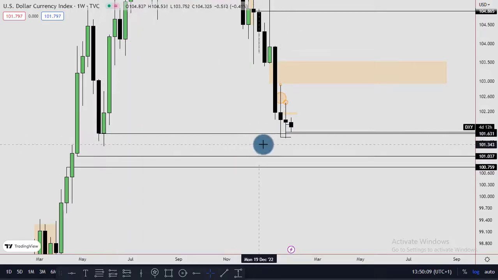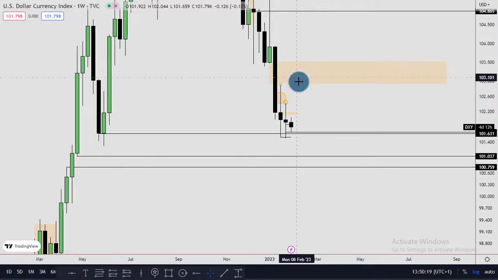I would like to see price at least show a level of retracement into this strong liquidity, which is the fair value gap of this 1 week time frame. Okay, this fair value gap is where I'm looking to see price trade into.